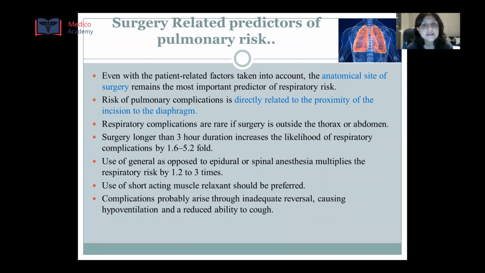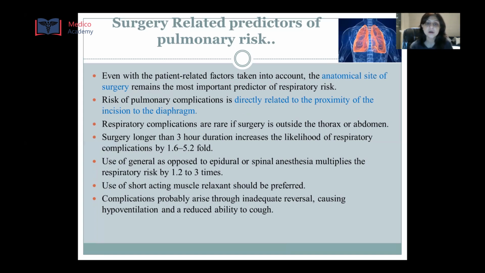Now, what are the surgery-related predictors of pulmonary risk in the patients of COPD? So even with the patient-related factors taken into account, the anatomical side of the surgery is still the most important predictor of respiratory risk. The risk of pulmonary complications is directly related to the proximity of the incision to the diaphragm. If the surgery is, say, outside the thorax or abdomen, the respiratory complications are relatively rare.